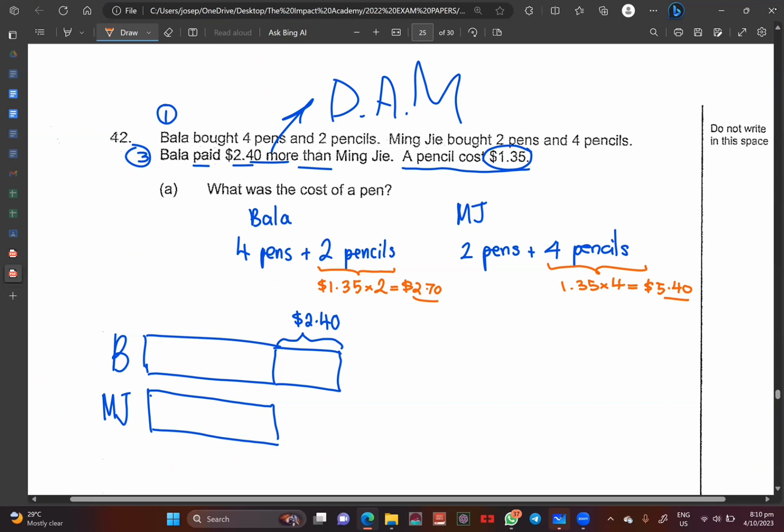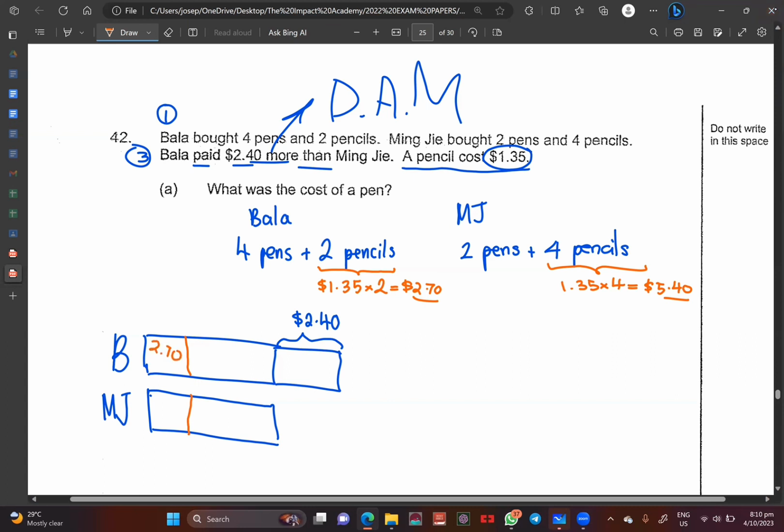Let's start with the 4 pencils first. Or in fact, can we start with the 2 pencils first? You can say for Bala it is 270, right? So definitely he has 2 pencils over here. Then this must also be 2 pencils. True? But for our dear Mingjie, so this is 270.